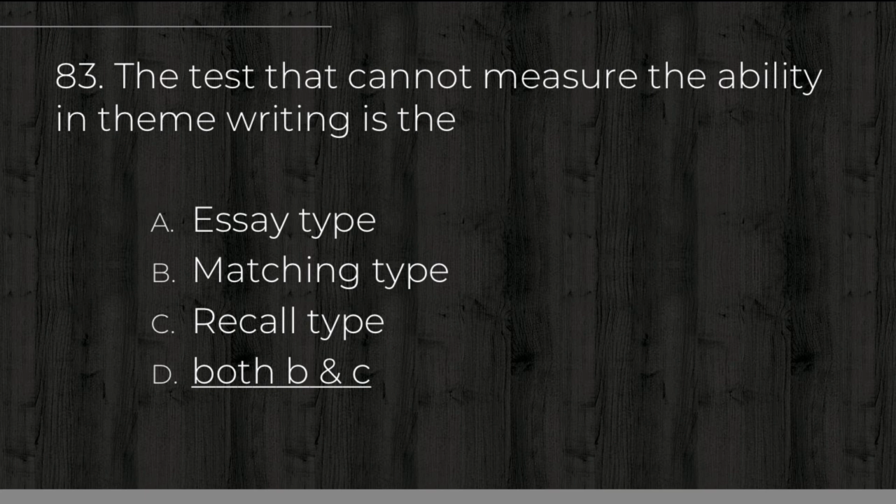Yung letter A, the best format for theme writing as it allows students to express ideas, yung essay type. Yung letter B naman only measures recognition, not writing ability, yung matching type. Yung letter C, recall type. This one tests memory, not writing skills. So number 83 ay letter D.